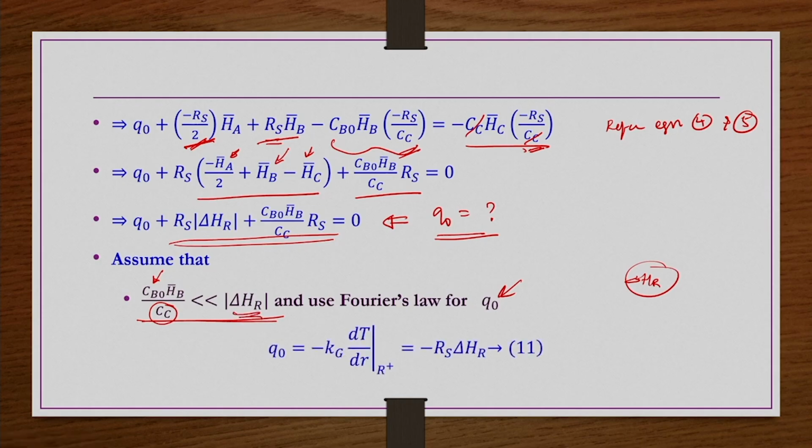So, Q naught we can write as minus Kg dT by dr at R plus equals minus Rs delta HR. Now this equation you can solve. Only thing that you need to know is dT by dr and all that. G we are writing just to indicate that it is towards the gaseous side, whatever the conduction is there towards the gaseous side, otherwise we may be confusing it with K of a carbon particle. This is all we are doing towards the gaseous side.